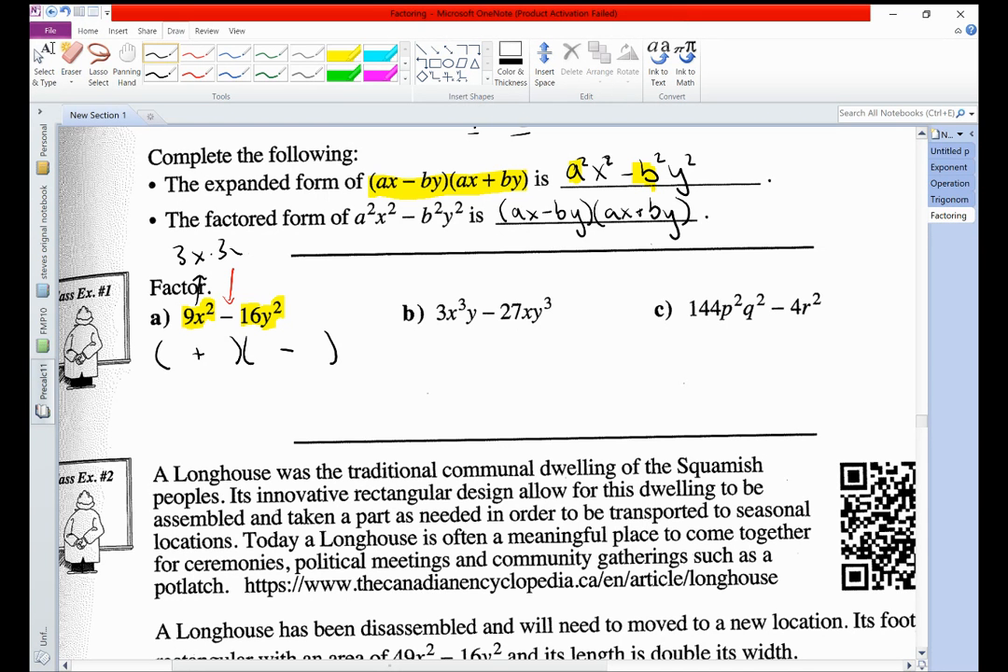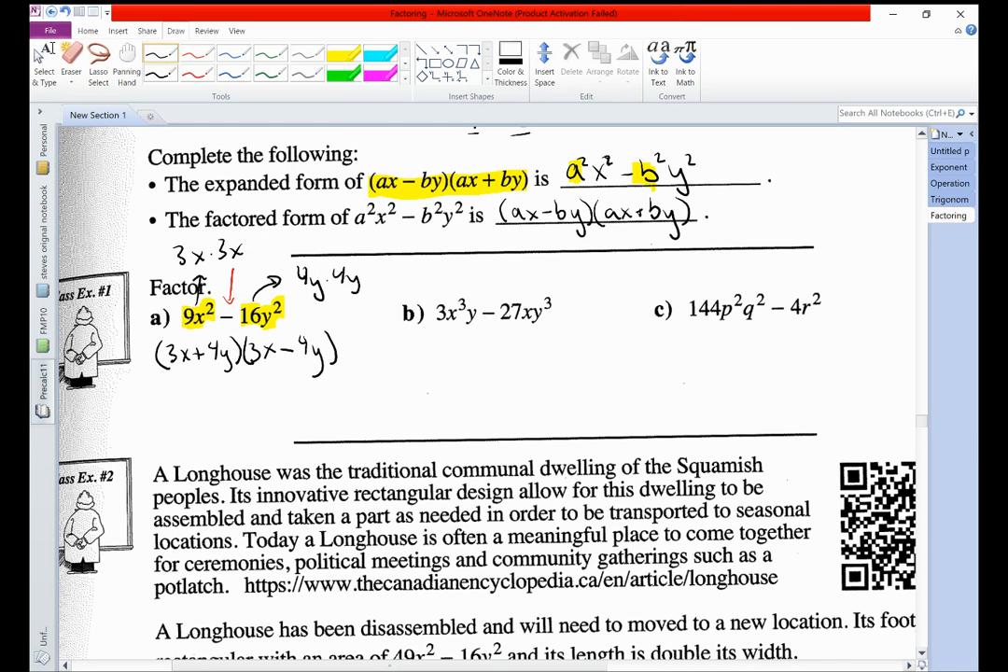So what two things do we multiply together to get 9x squared? Well, it's going to be 3x times 3x. So we'll put a 3x here, we'll put a 3x there. And then what two values do we multiply together to get 16y squared? Well, it's 4y multiplied by 4y. So we'll go 4y and 4y.